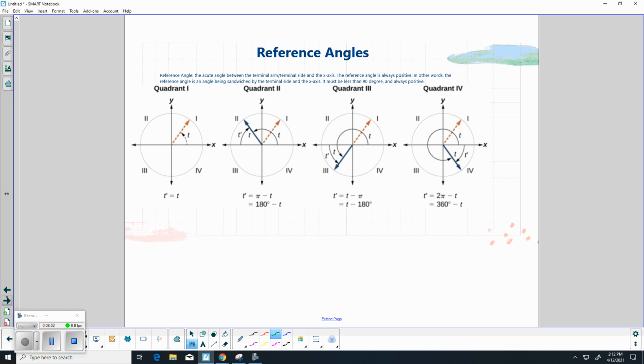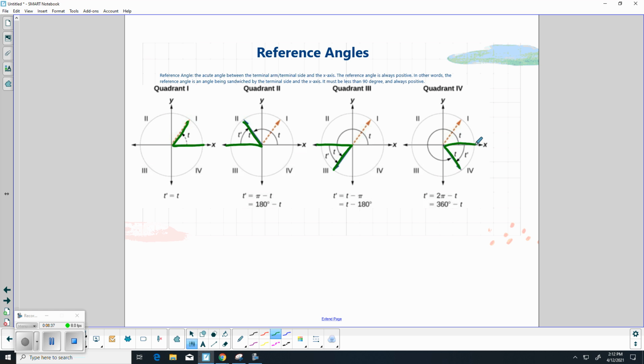So now we're going to talk about finding reference angles. A reference angle is an acute angle between the terminal side of an angle and the x-axis. So in quadrant 1, it's this angle. Quadrant 2, it would be this angle. Quadrant 3, this angle. Quadrant 4, this angle.